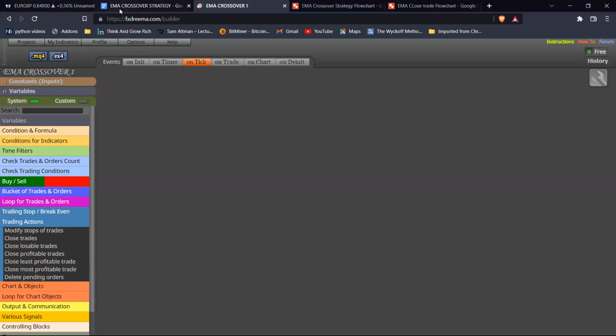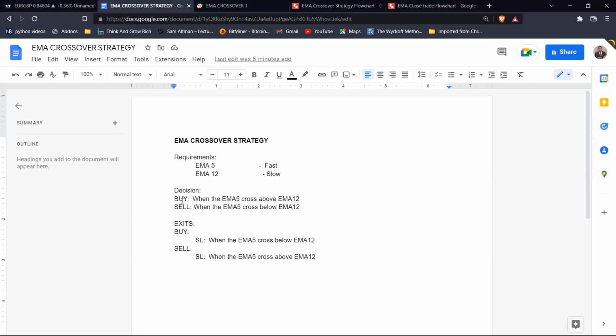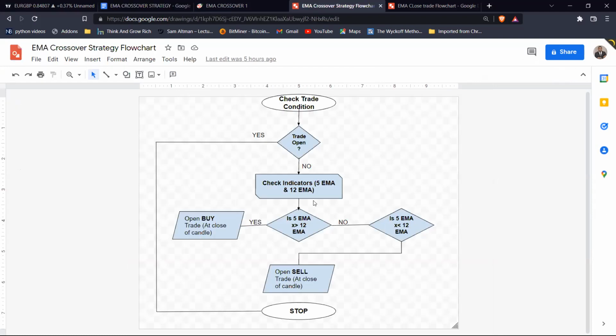in our explanation here, we said we want to look to buy when the 5-period moving average is crossing above the 12. We want to buy when the 5-period moving average crosses above the 12, and want to sell when the 5-period moving average crosses below the 12. So therefore, if it checks and there are no open trades, it will check the EMAs, the indicators that we've set. And what it will look for is the 5-period moving average.